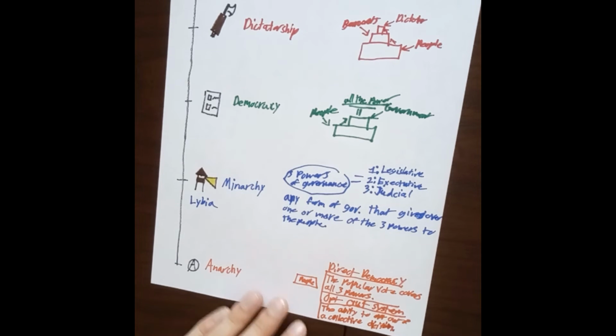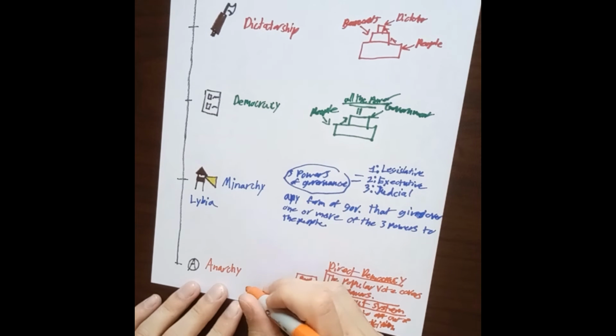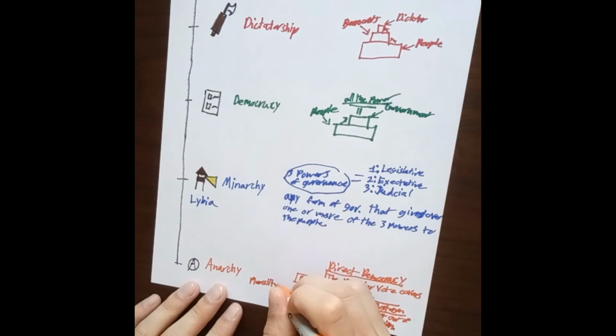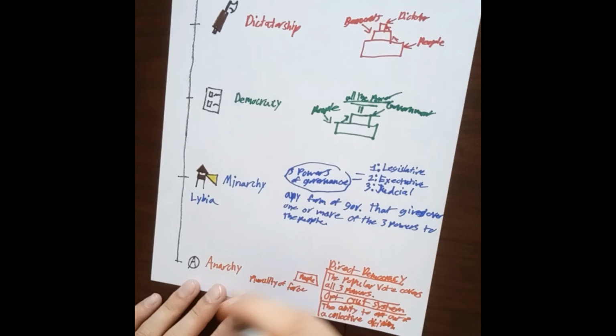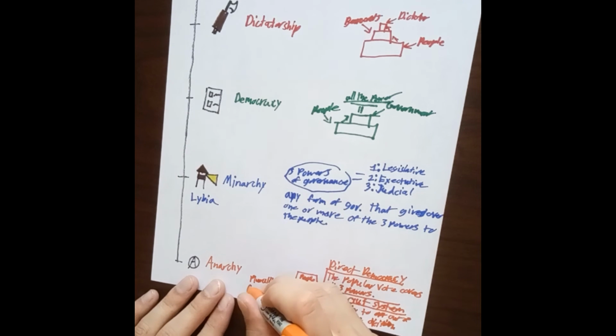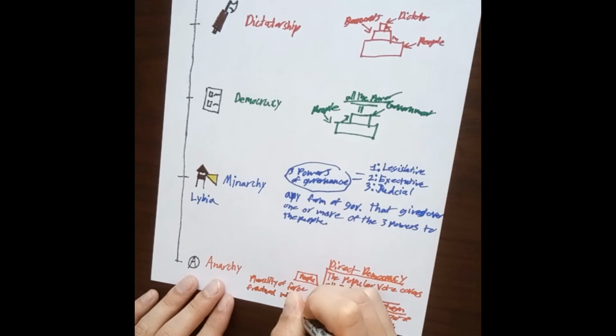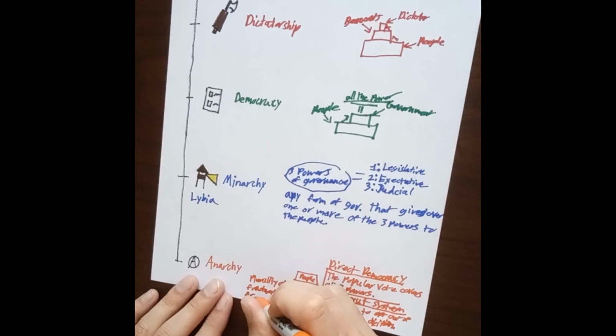My goodness, I can't spell today. Basically, usually how this happens is through a plurality of force, which means you have a fractured military and a fractured police force.